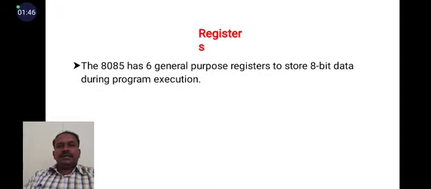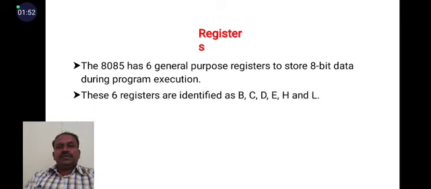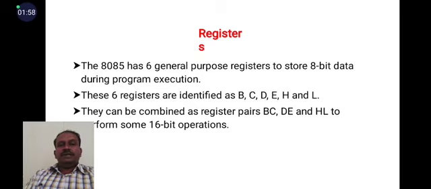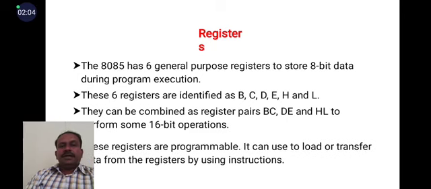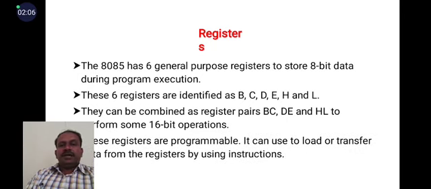So the next architecture part concerns the registers. The 8085 has six general purpose registers. They store the 8-bit data during program execution. These six registers are identified as B, C, D, E, H, L. If we use the combinations BC, DE and HL, they can perform 16-bit operations. These registers are programmable. They can be used to load and transfer data by using instructions.